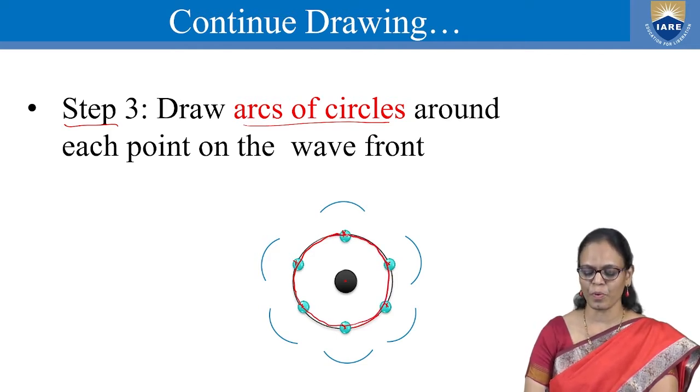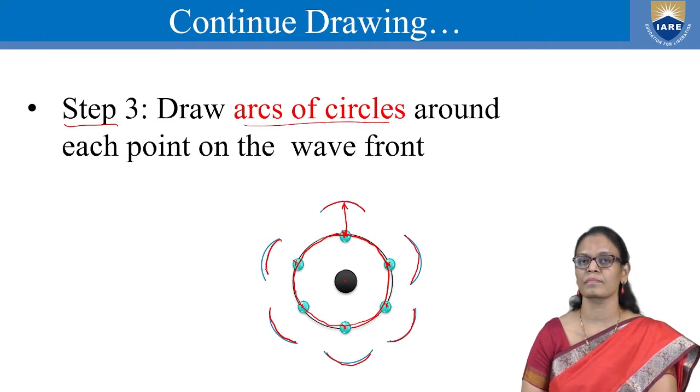So, with each point as a center, taking a convenient radius, we are going to draw arcs. With the same radius, keep the compass here, again draw an arc. So, from each point, we keep on drawing arcs. So, this is how we draw the arcs.